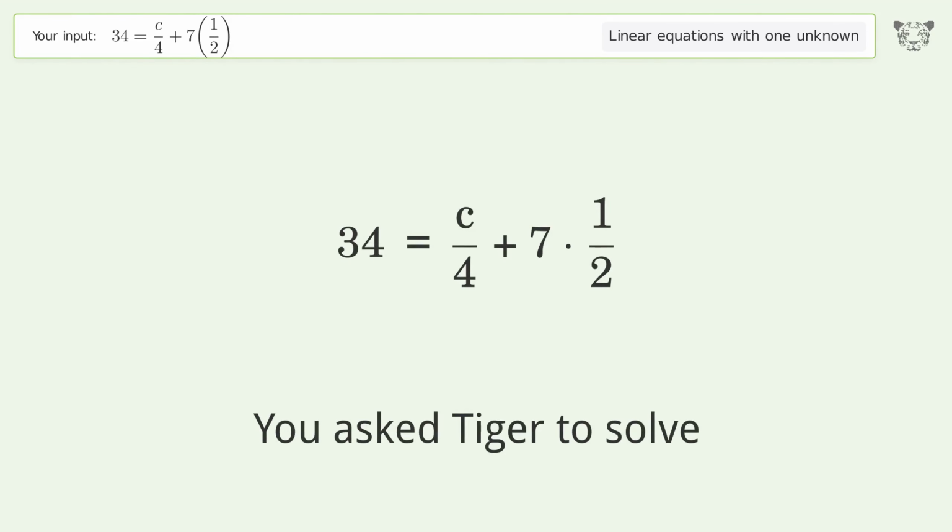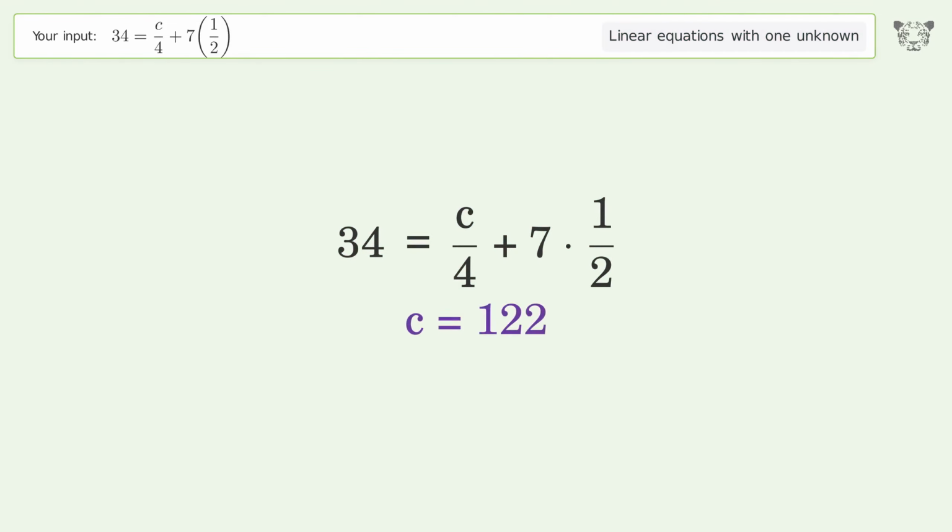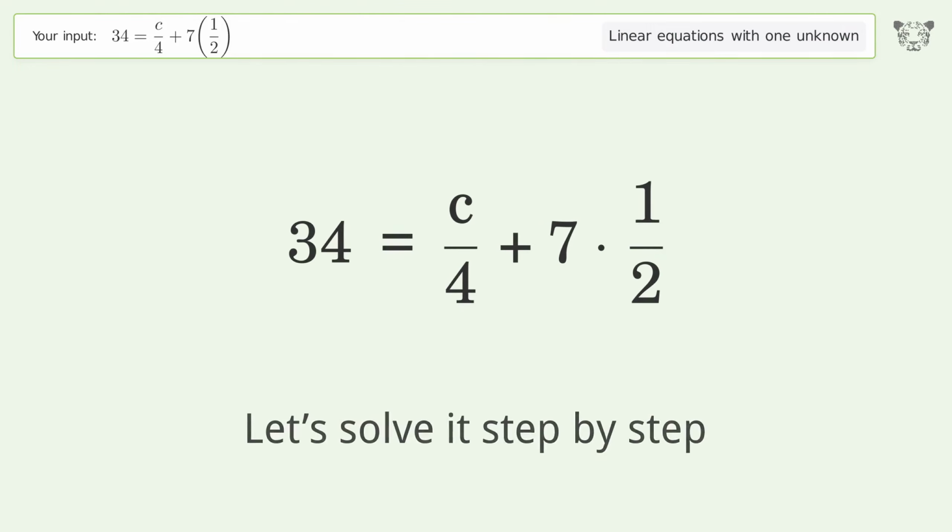You ask Tiger to solve. This deals with linear equations with one unknown. The final result is c equals 122. Let's solve it step by step.